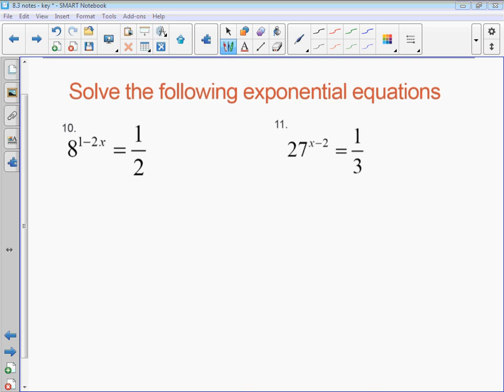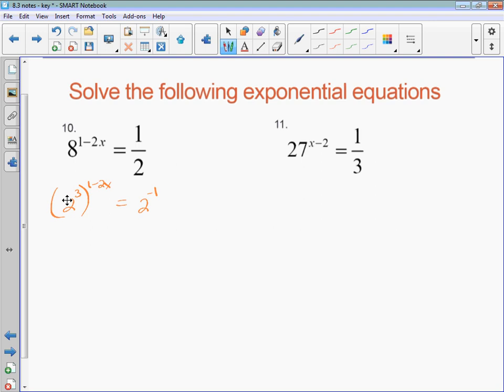Let's try 2. Because what is 2 to the 3rd power? 8. And what about 2 to the -1? That's 1/2, right? Isn't that just another way to write 1/2? We just need the base to be the same. You need the base to be the same.